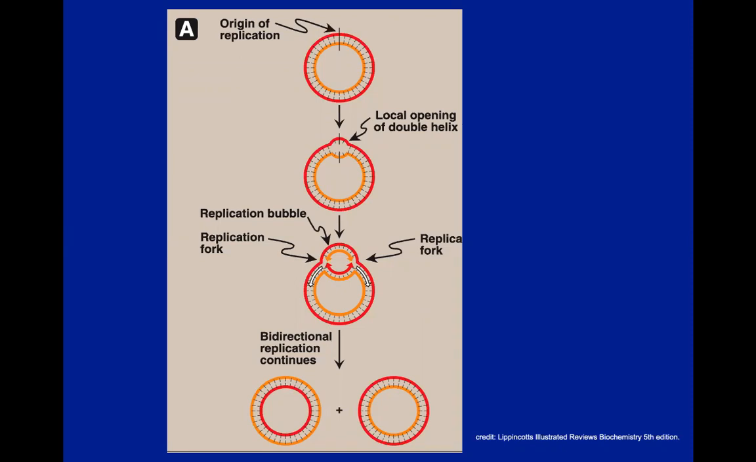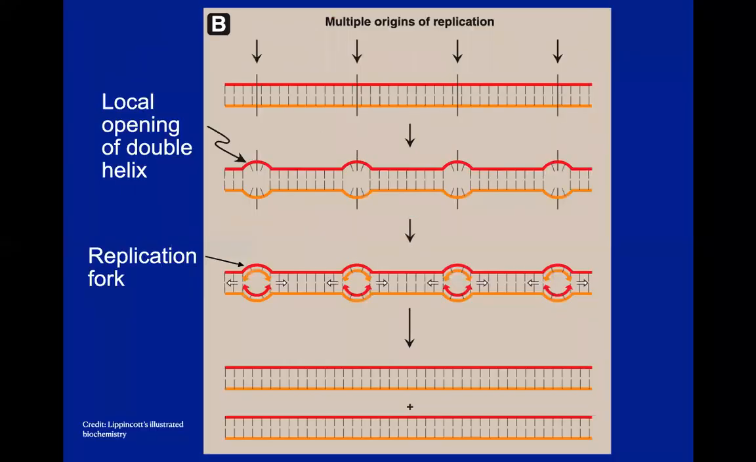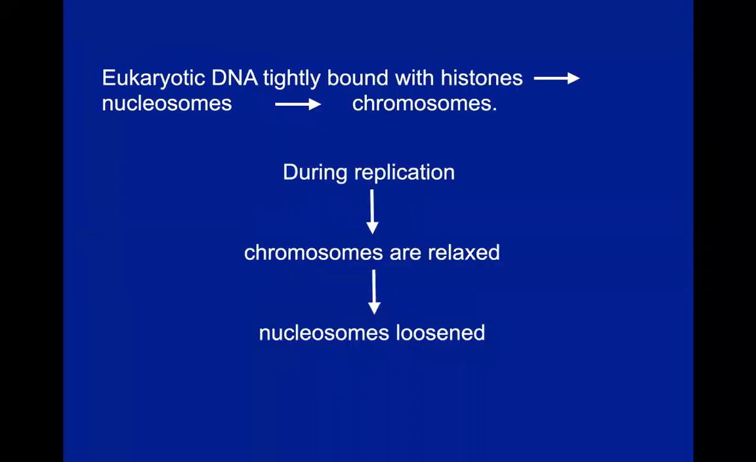So in prokaryotes, there is a single origin of replication, local opening, and replication bubble formation. It is bidirectional, then daughter DNA is formed. This is in prokaryotes, very simple. In eukaryotes, there are multiple origins of replication, so multiple replication bubbles form here. Then finally, two new daughter DNA strands are formed. After formation, what will happen? They have to be bound with histones for the formation of chromosomes. Because during replication, the chromosomes are relaxed and nucleosomes are loosened so that they can be replicated. So after replication, they have to be tightly bound with histones.